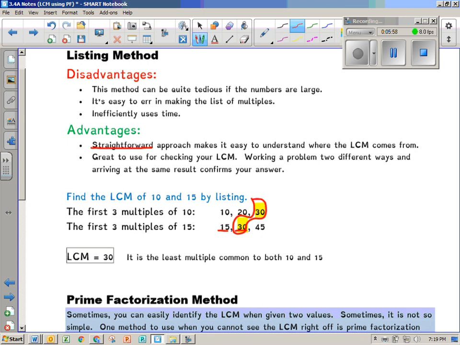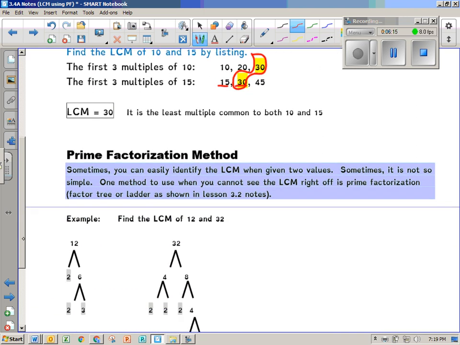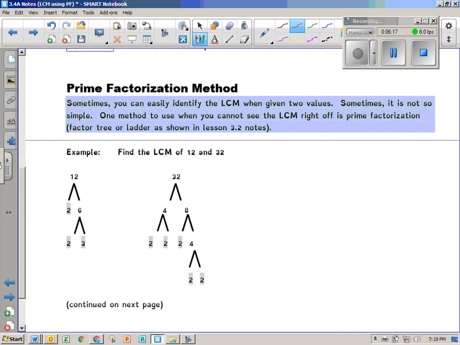Well, working a problem two different ways is a good way to confirm your answer. So you could feel free to use the listing method as a way for checking your LCM when you're finding it another way. But for assessment purposes, we're going to focus on prime factorization, and then in the next section we'll talk about the ladder method some more.